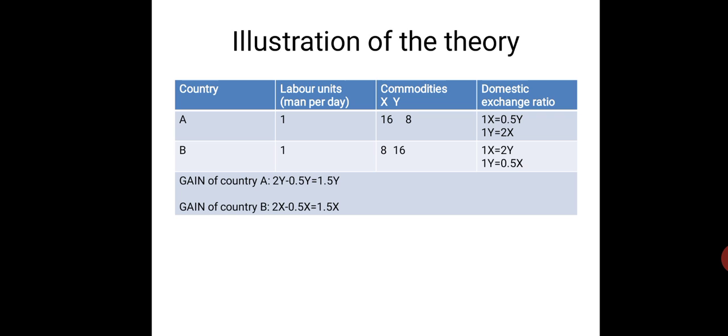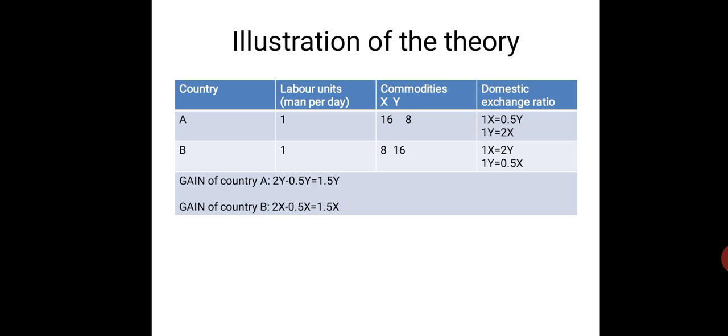So if they indulge in international trade with country A, they can gain 1.5x, which is being shown in the below lines. Gain of country A: 2y minus 0.5y, that is 1.5y, can be gained by India if they are indulging in trade with B. Same is the case of country B. If they are doing it internally, they can only get 0.5x for 1y. If they are indulging in international trade, then for 1y in country A, the exchange ratio is 2x. So 2x minus 0.5x comes to 1.5x, which is the gain of country B.